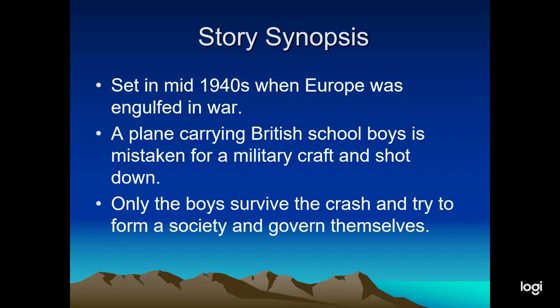So much like the evacuation of children during World War II from Britain, that's basically how our novel starts. We have boys being evacuated from Britain because they are at war. Their plane gets shot down, and none of the adults survive, but some of the children do.